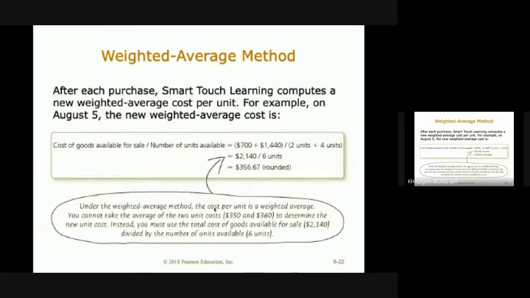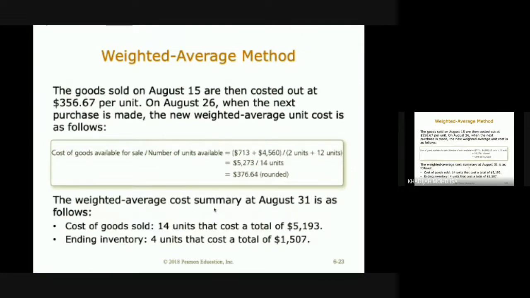Weighted average method. After each purchase, Smart Touch Learning computes a new weighted average cost per unit. For example, on August 5th, the new weighted average cost is the total cost divided by the 6 units. Under the weighted average method, the cost per unit is a weighted average. You cannot take the average of the 2 unit costs, 350 and 360, to determine the new cost. You must use the total cost of goods available. Remember, the opening balance plus your purchases, divided by the number of units available. I think I explained this earlier. This one is also the same, where you take the total cost divided by the number of units.